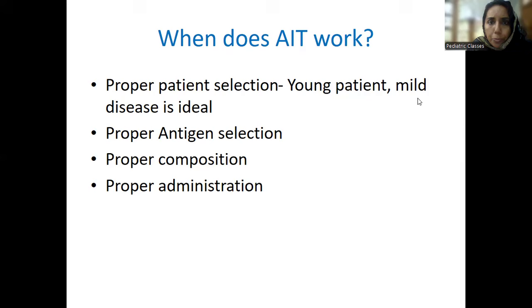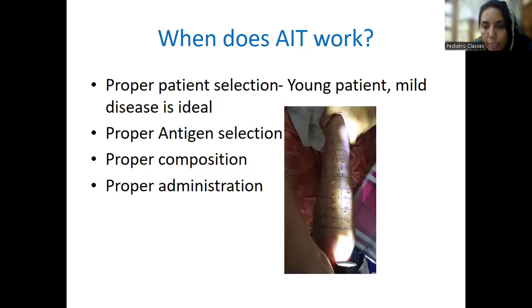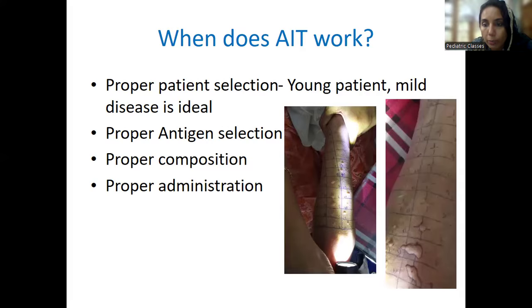So as you can see, this is an allergic skin prick test which we have done in our hospital for a child. Here, this patient is sensitized to dust mites and also pollens. Whereas in this case, this patient is sensitized only to house dust mites. So when I select the antigens for immunotherapy, I should be careful. In the first case, I need a combination of both HDM and pollens, whereas in the other one, I need only HDM. And proper composition and proper administration also need to be done.